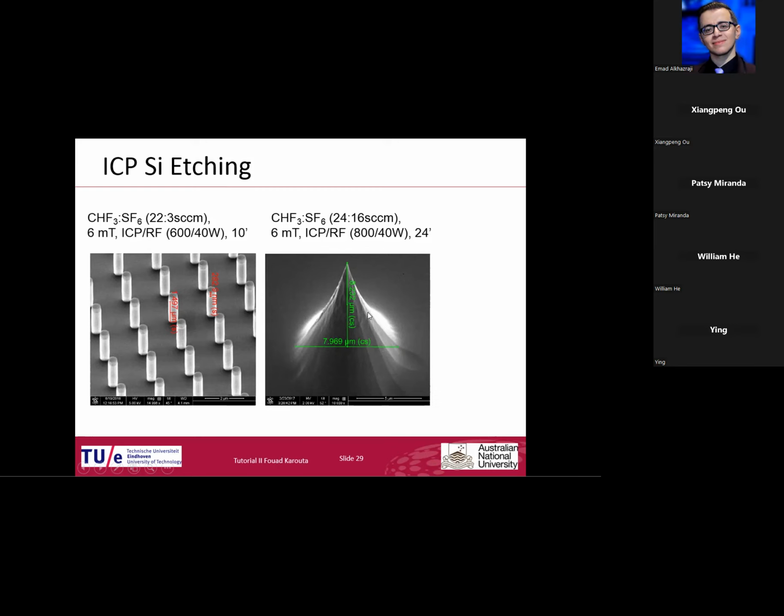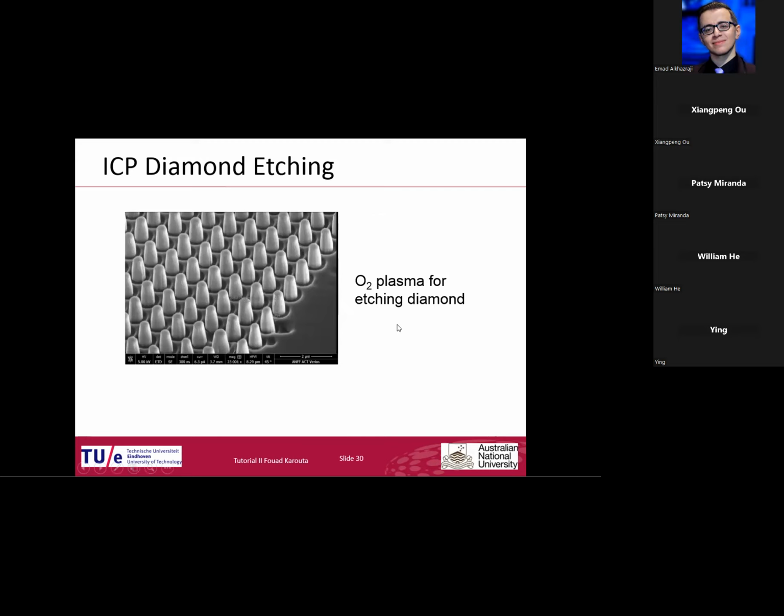So that will explain to you that here it is an anisotropic etch. Here is more or less an isotropic etch. You are also getting sidewall etch. I did some etching of diamond, of course.